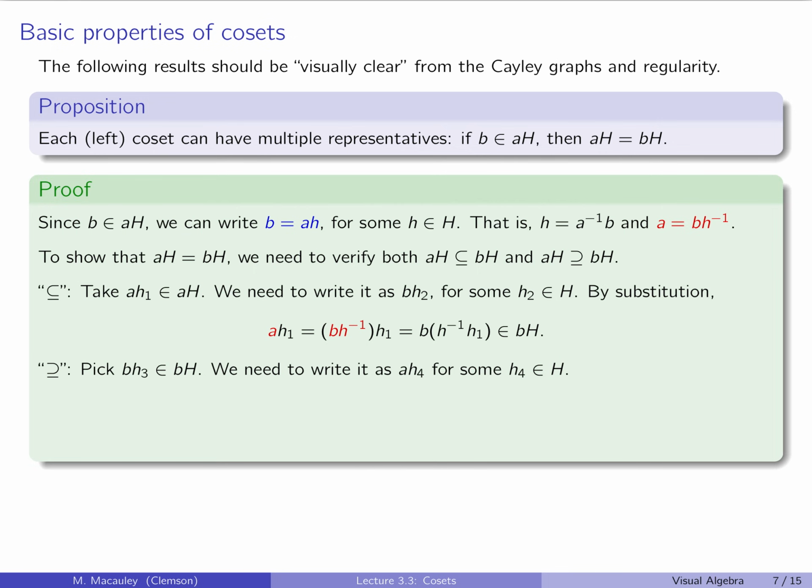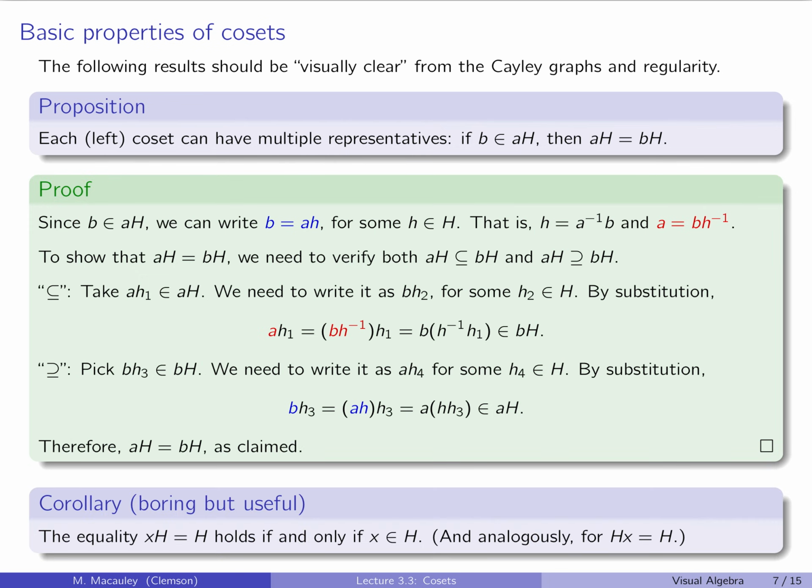How do you think we're going to do that? Well, we need to take this and write it starting with a. Fortunately, we can do that by the substitution. Plug a h into here. So b h3 is a h times h3, which is a times h h3. Once again, that is in H by closure, and so this element is in the coset aH. And that's all we had to do. Now we have equality of these cosets.